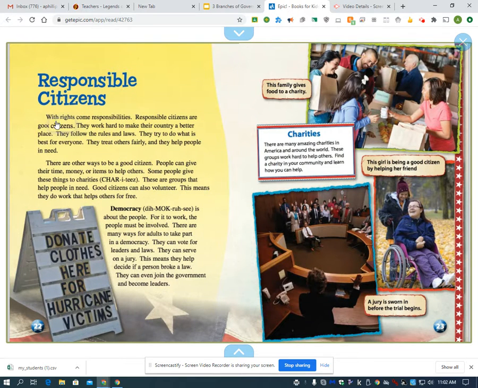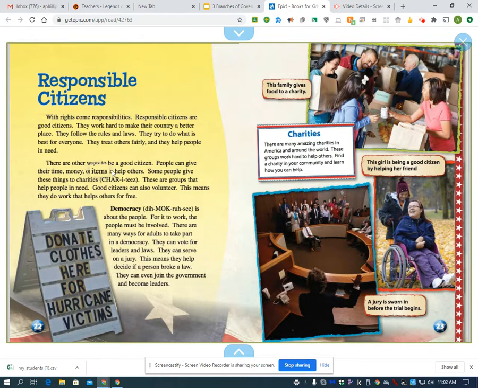Responsible citizens, with rights, come some responsibilities. Responsible citizens are good citizens. They work hard to make their country a better place. They follow the rules and laws. They try to do what is best for everyone. They treat others fairly and they help people in need.